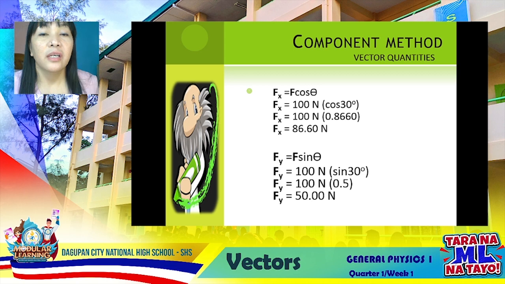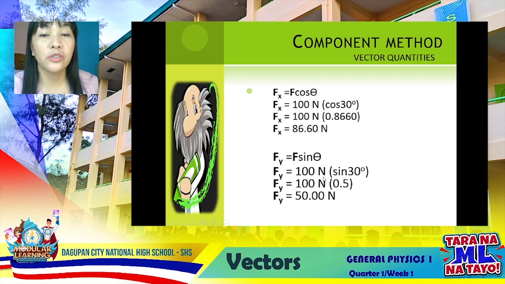That's why the trigonometric function to be used is sine. So F sub y is equal to F sine theta. F sub y therefore is equal to 100 newtons times sine 30 degrees. Therefore, the obtained value of F sub y is equal to 50 newtons.